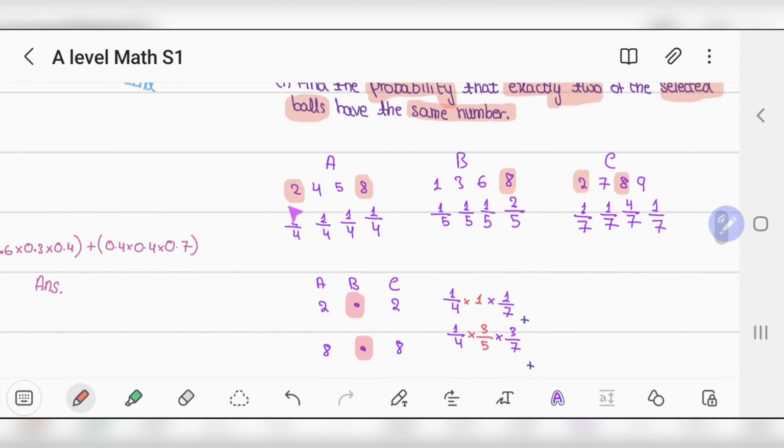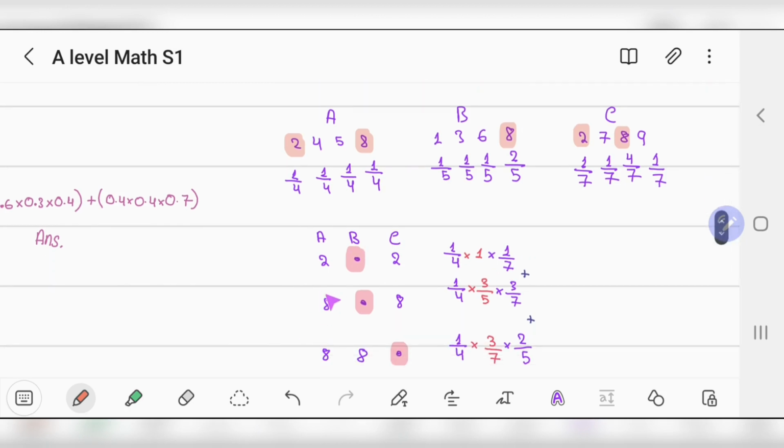So the only common numbers are 2 and 8. Supposing you have chosen 2, the probability of having 2 is 1 upon 4, multiplied by the probability of having not 2, which is 1, since there is no 2. The probability of having 2 is 1 upon 7, then plus the probability of having 8 is 1 upon 4, not having 8 is 3 upon 5, so this is 2 upon 5, and these are not 8, so 1 upon 5 plus 1 upon 5 plus 1 upon 5, 3 upon 5, multiplied by 3 upon 7 of having 8.